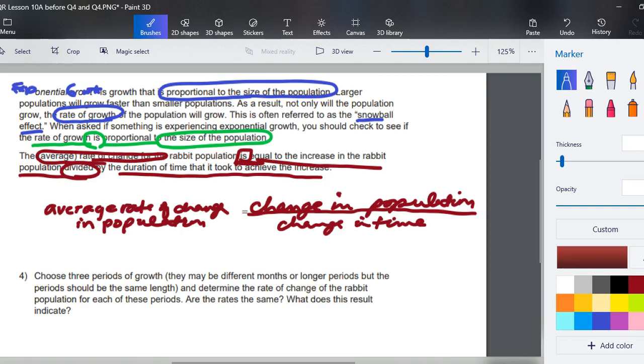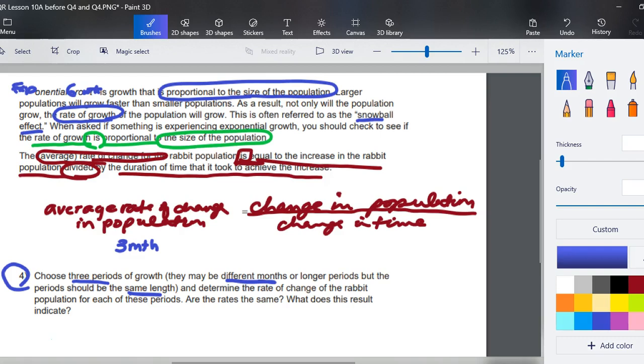We're now going to do some calculations. And question 4, I'm going to go ahead and read through that. Question 4 says, choose 3 periods of growth. They may be different months or longer periods, but the periods should be the same length. So I'm going to go ahead and do this in 3-month intervals. And you can follow me in the same pattern or choose your own.